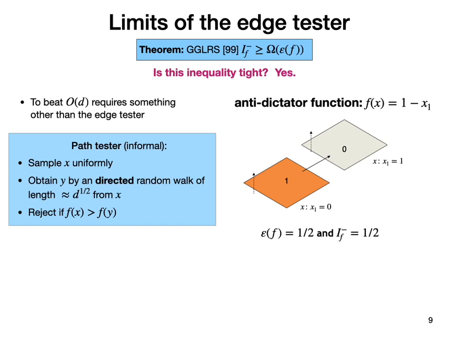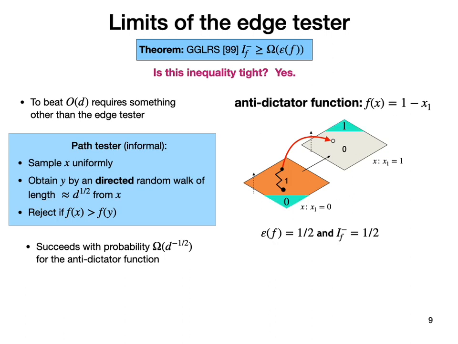So what is the probability that this detects a violation for the anti-dictator function? Well, all we need is for x to have its first bit be 0, right? So for x to be in the left side of the function, and for one of these square root d steps to flip the first bit from a 0 to a 1. So this shows that this test will succeed with probability 1 over square root d for the anti-dictator function. So this is a great improvement over the 1 over d bound for the edge tester.